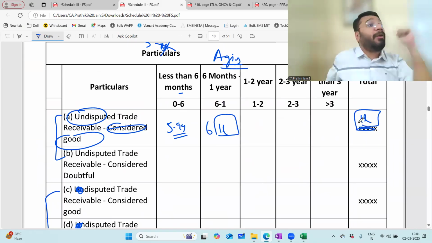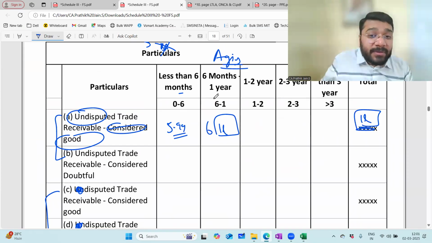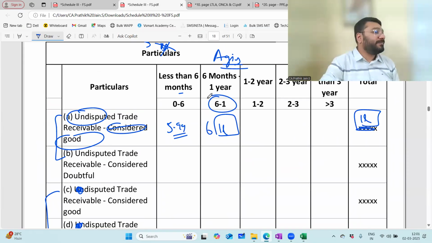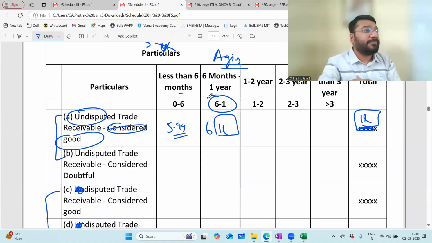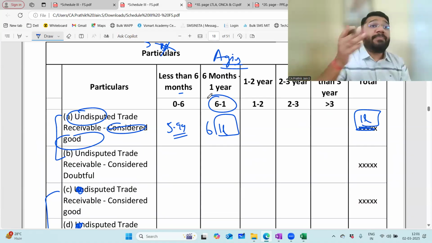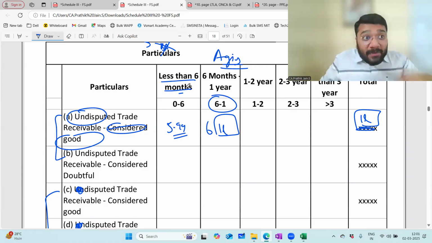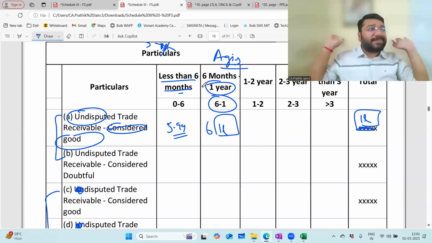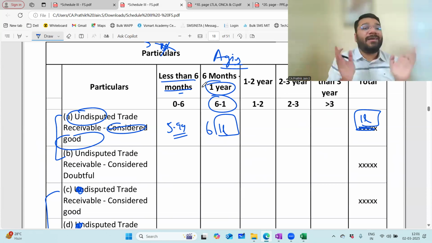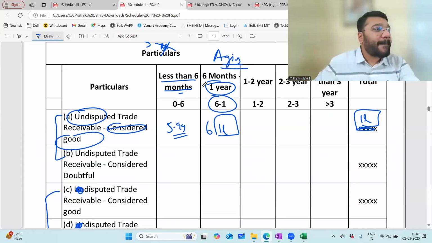This is yet to be received for how many months? It is receivable from 6 months to 1 year. It is outstanding from the due date. It is outstanding for 6 months to 1 year. Am I loud and clear? Some people think that the due date will fall 6 months later, or 1 month later. No, no, no. These are those where the due date is crossed and still not yet received.